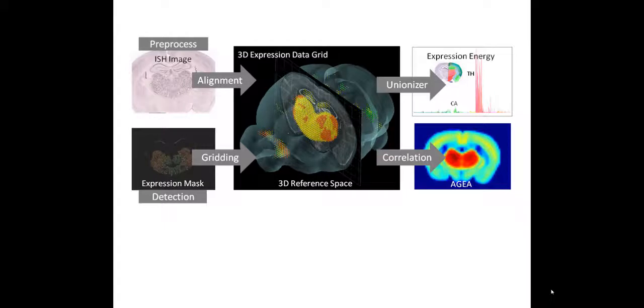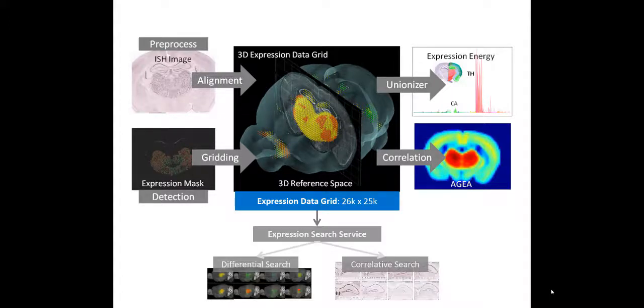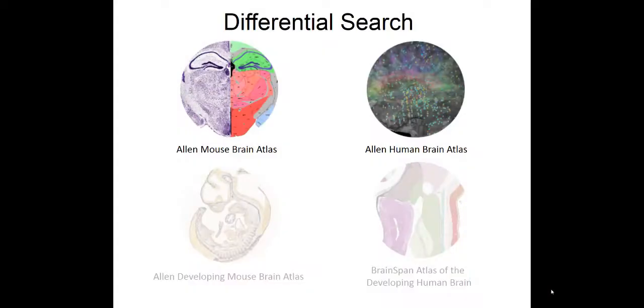The adult mouse brain gene expression was registered into a 3-dimensional brain space, which allows for unique searching capabilities when you don't already have a gene in mind. You can search for genes that show a similar expression pattern using either the differential or the correlative search features.